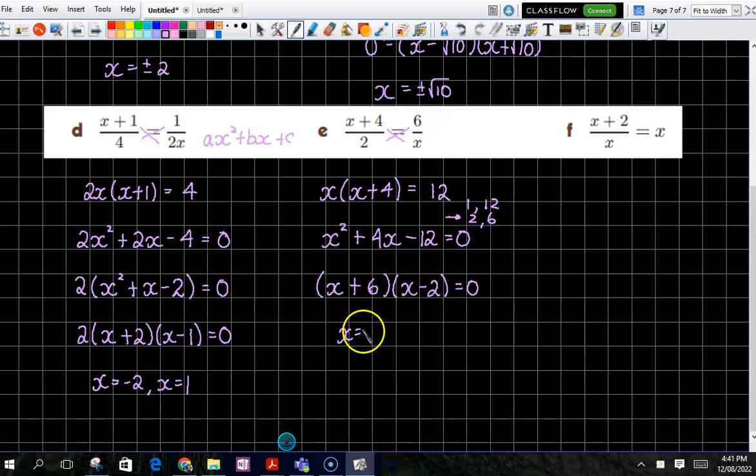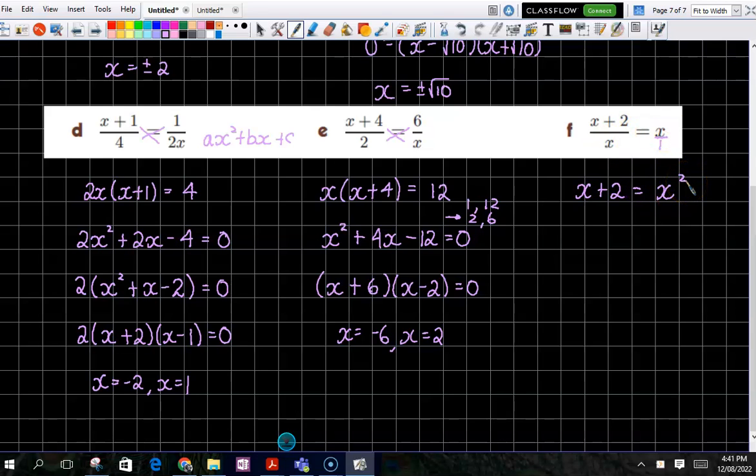And finish it off. Don't forget the solving. X equals minus 6, x equals 2. This one, just the way it's written, could cause a little bit of trouble, but please remember that just this x, that's technically over 1. So we cross multiply still. 1 times x plus 2 is x plus 2 equals x times x is x squared.